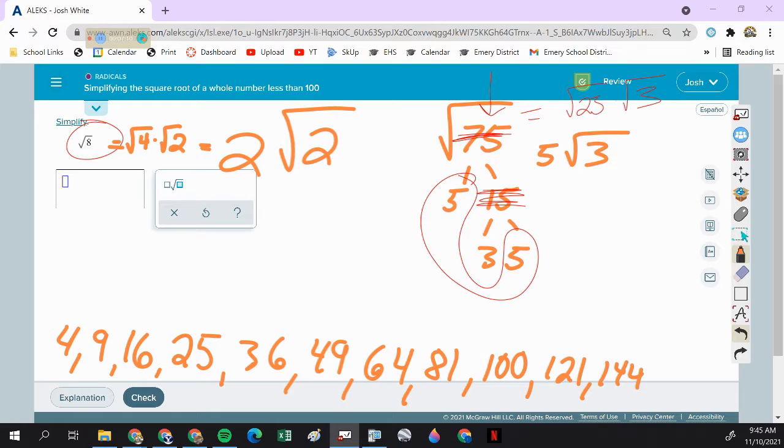You can either factor it down and circle the pairs, or you can just look at a number and find what square roots are inside of it. So let's do 48. The square root of 48. What goes into 48?